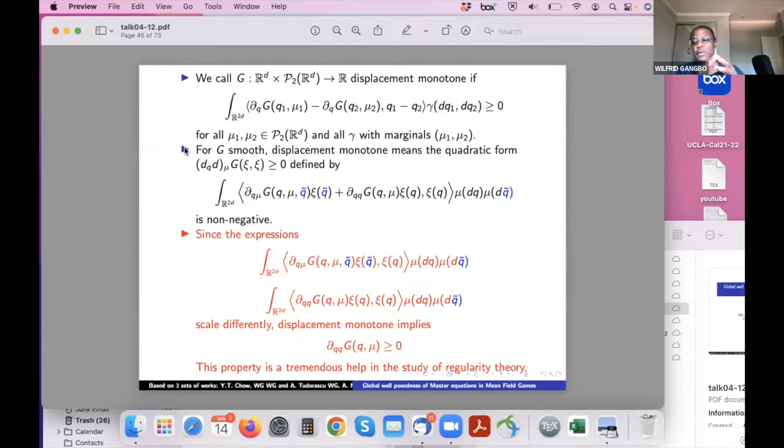From the Hamilton-Jacobi point of view, this is a tremendous help in the study of regularity. When you are studying Hamilton-Jacobi equations, you expect the value function to be semi-concave. If you are given for free that the value function is convex, you get immediately that G is locally Lipschitz.